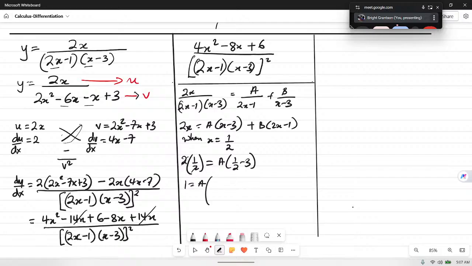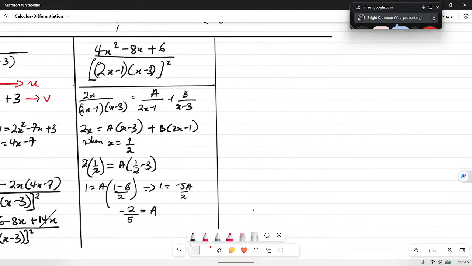Whenever you have a fraction in the whole number, multiply this and this. You're getting 1 equals negative 5A over 2. So negative 2 over 5 becomes the value of A. 2 multiplies here, the 5 comes to divide. Are we okay? Now, when x is what? 3.